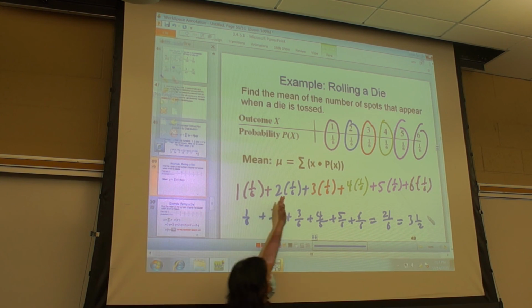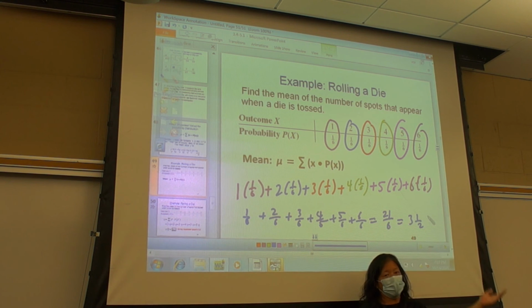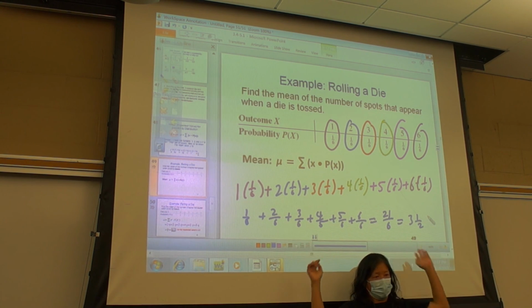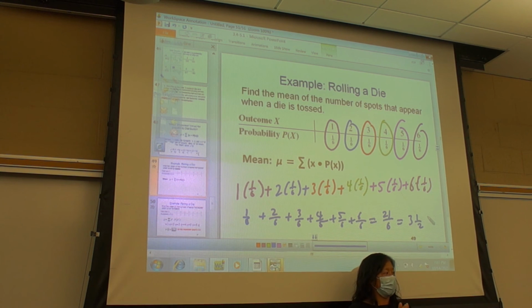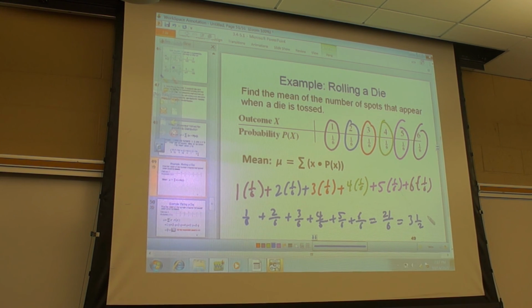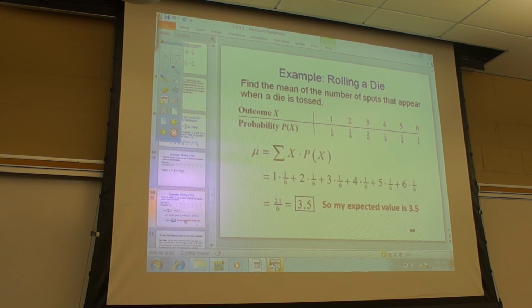Why is that? For every time you roll a 1, you'll roll a 6. 1 and 6 average to 3.5. For every 2, you'll roll a 5. 2 and 5 average to 3.5. For every 3, you'll roll a 4. 3 and 4 average to 3.5. Here it is a little prettier.